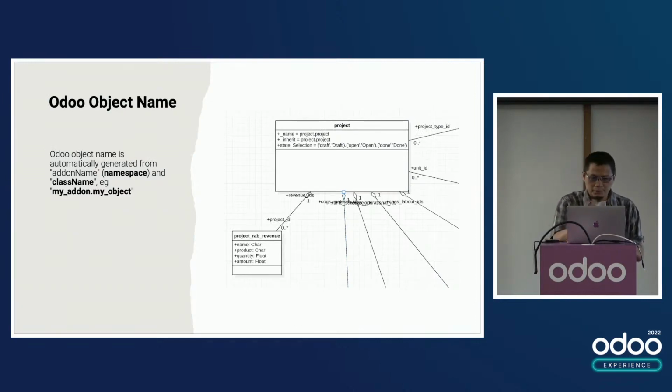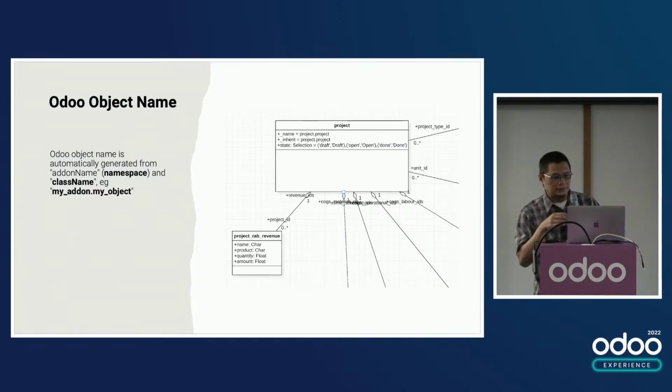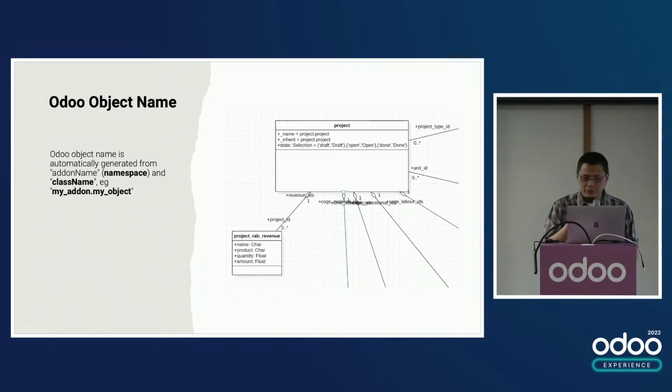I just have to skip this slide. I will try to make a live demo for us to better understand the tools, right? But the main thing is the object name. So we will need the object name later on the diagram.